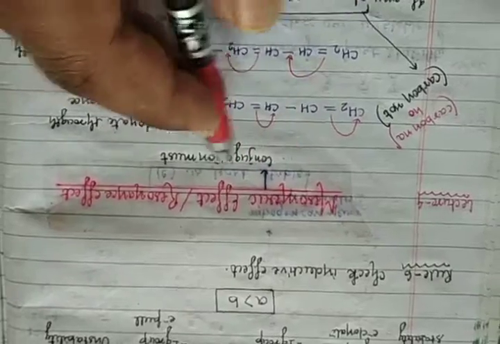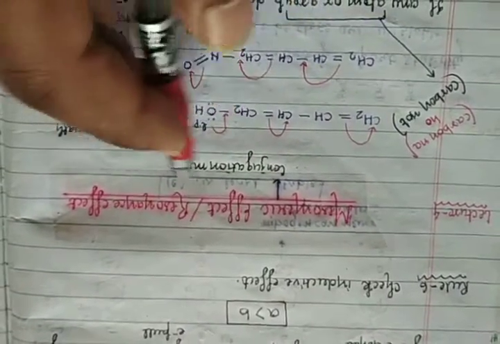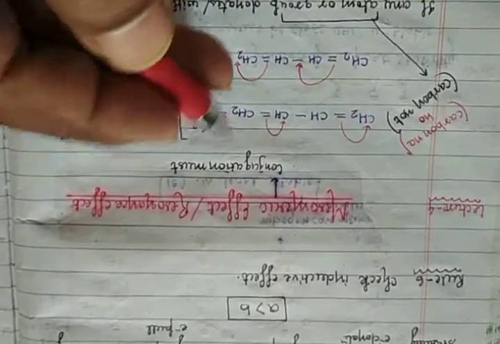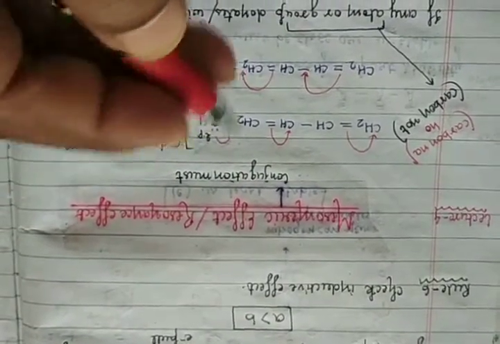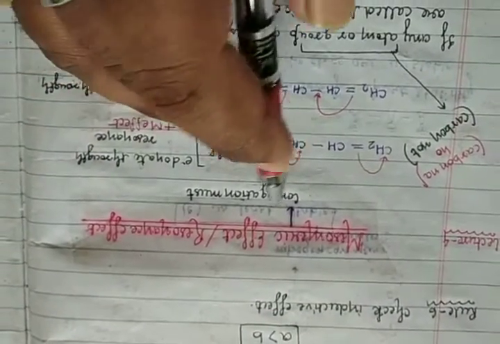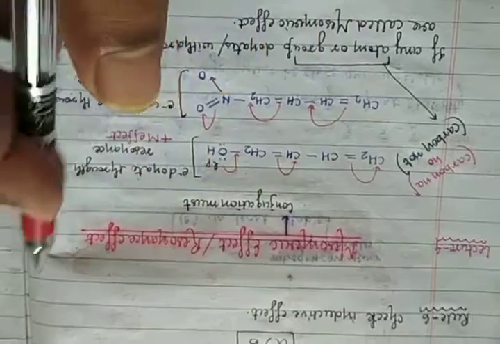In this case, conjugation is very important. You know conjugation: there is pi-sigma-pi, pi-sigma lone pair, pi-sigma positive, pi-sigma free radical, and lone pair-sigma positive. These are the conjugations. So this is the very small difference between mesomeric and resonance effect.